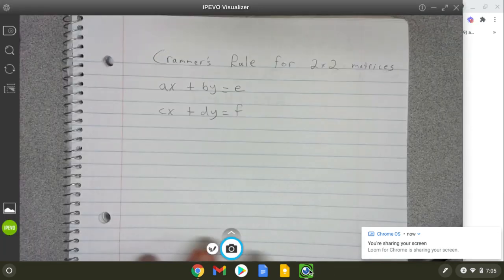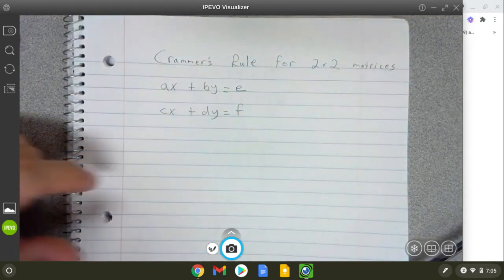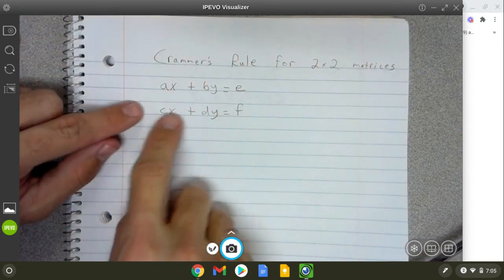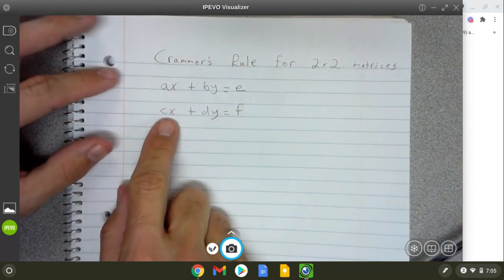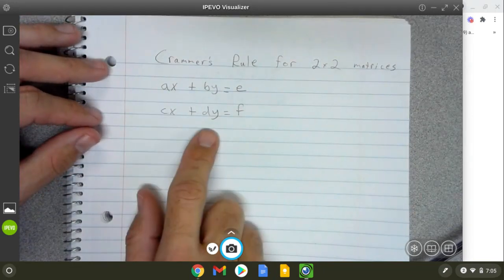All right, so we're going to talk about something kind of new for you guys. We're going to be talking about Cramer's rule. This is going to apply to 2x2 matrices. What it is, it's another method for solving a system of equations.